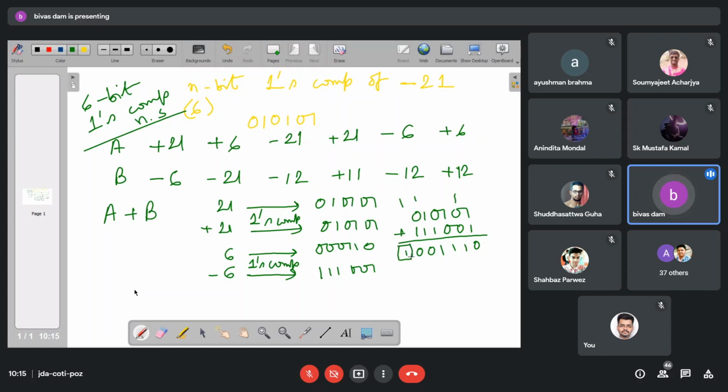There is one end around carry. If there is any end around carry, what do I need to do? Add it to the LSB, the least significant bit, of the result.